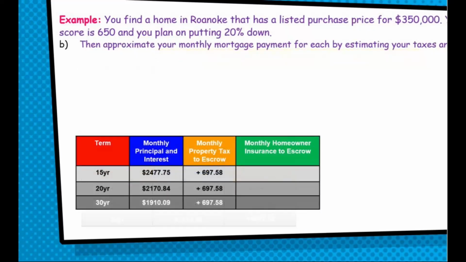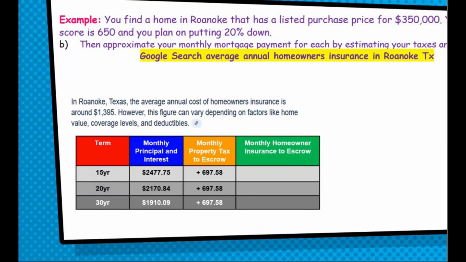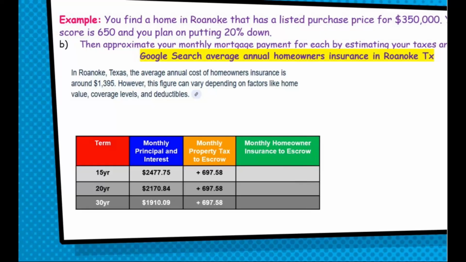Okay. And then we're going to do the same thing with the homeowner's insurance, making sure we plug in the actual location as well, because that can vary too. When I did that, Roanoke, the average annual cost of homeowners insurance is around $1,395. And so that's a year. So this is also going to go into an escrow account monthly. So my lender is going to take that and divide that by 12.